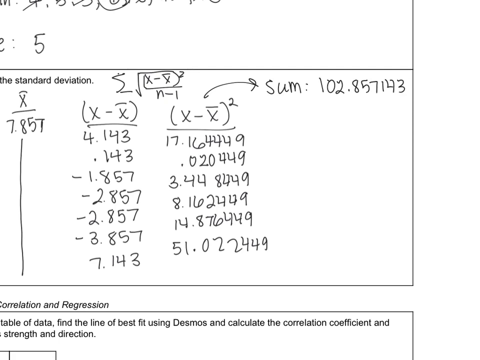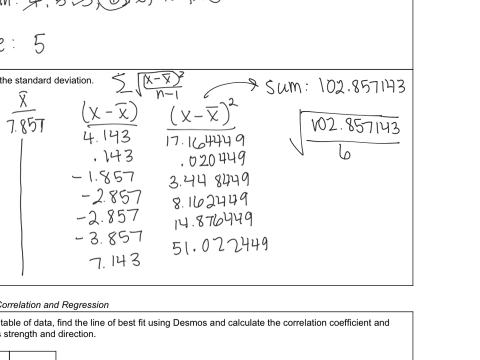Okay. I now want to take that value, and now's where I do the underneath the square root part. So I want to do the square root of the summation of the x minus x bar squared, so 102.857143 divided by n minus 1. So n minus 1 represents the number of data you have minus 1. So we have 7 pieces of data. When we do 7 minus 1, we're going to get 6.